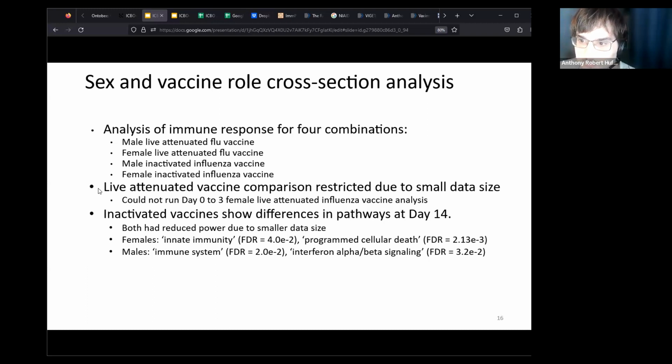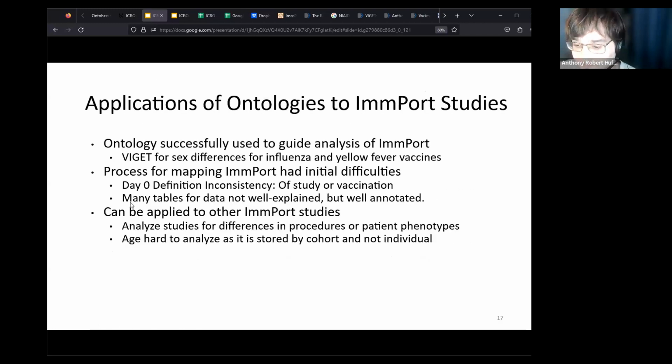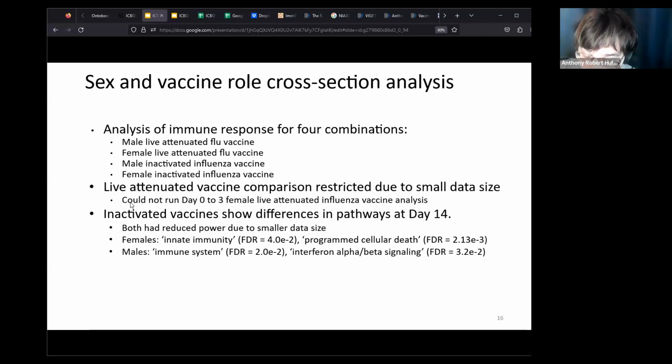The main thing that I did want to highlight is that while males are having a different immune system pathway, females were starting to see programmed cellular death as another term that's being enriched at this day 14 point, which combined with what we saw with cellular response to stress paints an interesting picture of what's going on in females when it comes to the influenza vaccine.